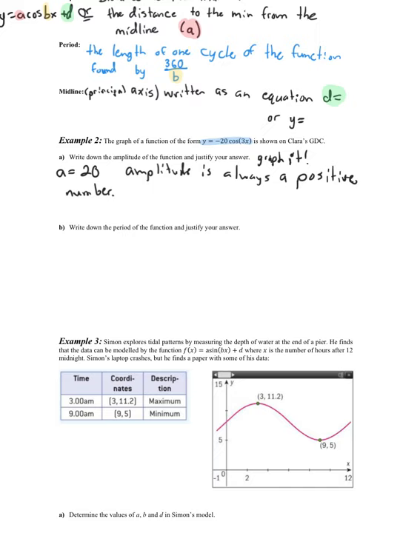Write down the period of the function and justify your answer. So I would do 360 divided by 3, and I'm going to get 120. Again, my calculator needs to be in degree mode. If it's in radian mode, it's not going to work. But if I'm in degree mode, I should get 120. And then I should say, looking at the graph, peak to peak is 120 degrees. All right, that's what I would say basically for this problem. That's how you justify the answer.